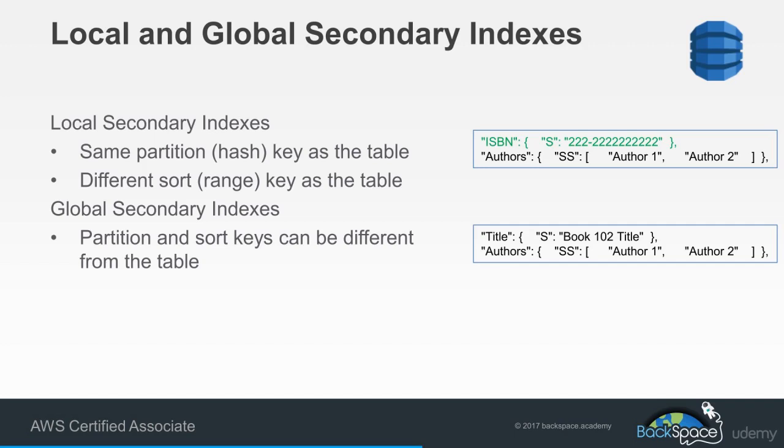We also have global secondary indexes. They have a partition and sort key, or hash and range key, that can be different from the original table. So we look there, we've got a global secondary index down the bottom, and we're using the title as our partition key and the author as a range. So we can search on title and find the authors quite quickly by setting up a global secondary index like that.